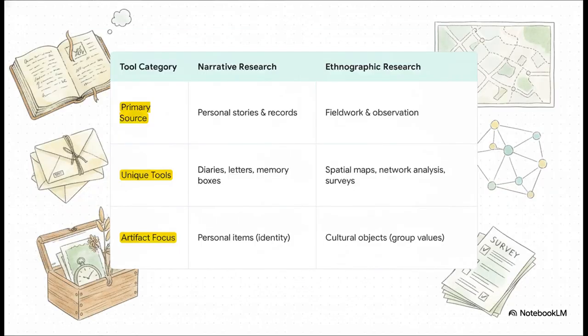And this table just makes the contrast so clear. For narrative research, the key tools are really intimate and personal. We're talking diaries, letters, maybe even a memory box full of old photos and keepsakes. But for ethnographic research, the tools are much more systemic. You've got spatial maps to understand how a community uses its physical space, network analysis to see who's connected to whom, and even surveys to grab that group-wide data.